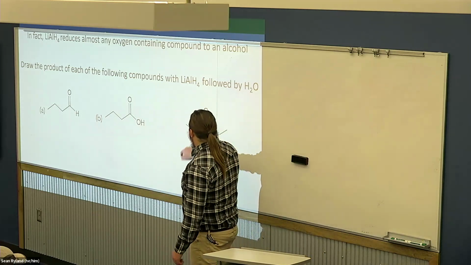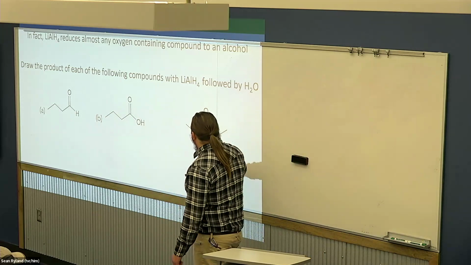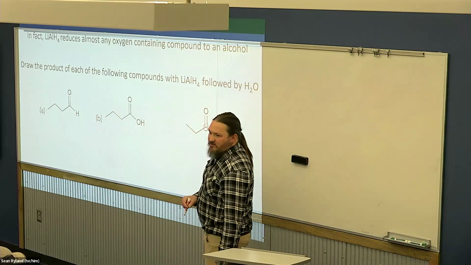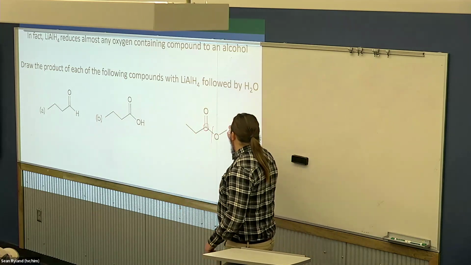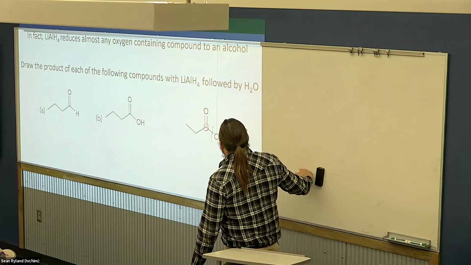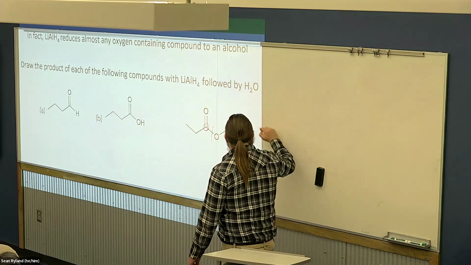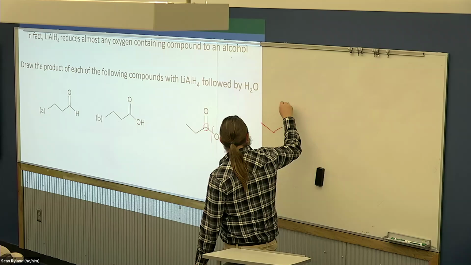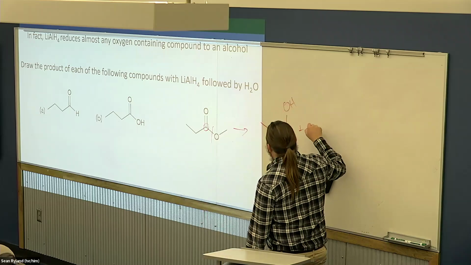we're gonna fully reduce that carbon all the way to an alcohol, which means we're actually gonna produce methanol as a product as well. We split that ester in half. So it would actually wind up with one propanol and methanol.